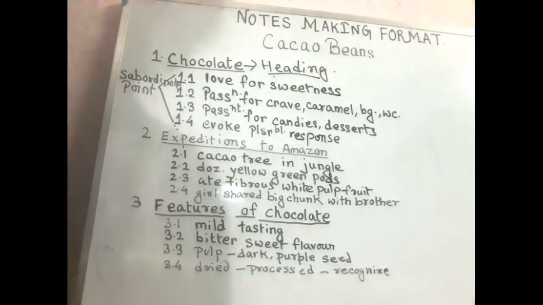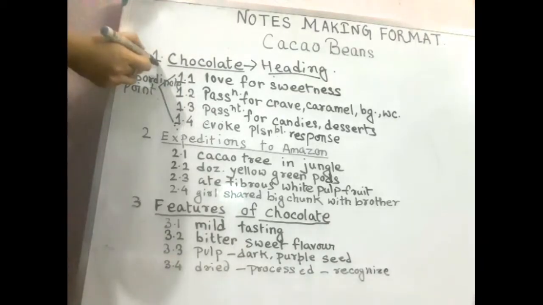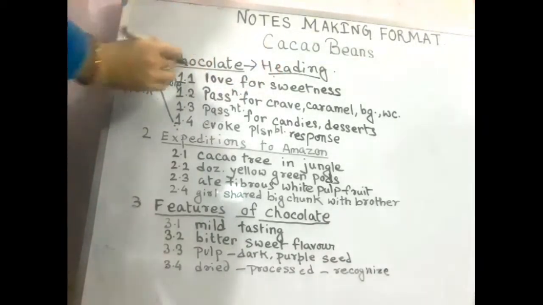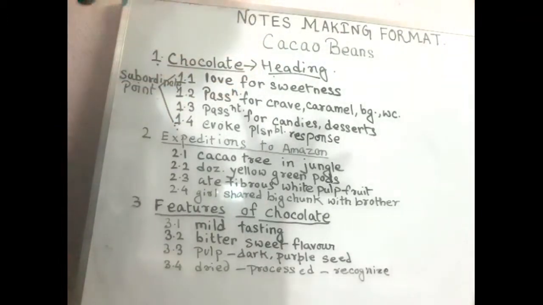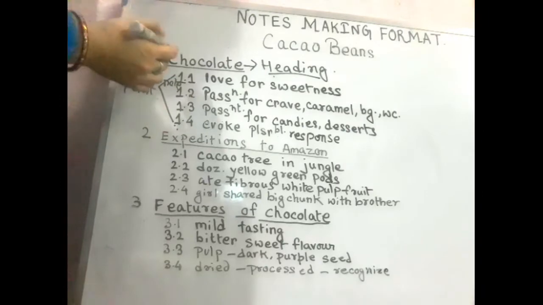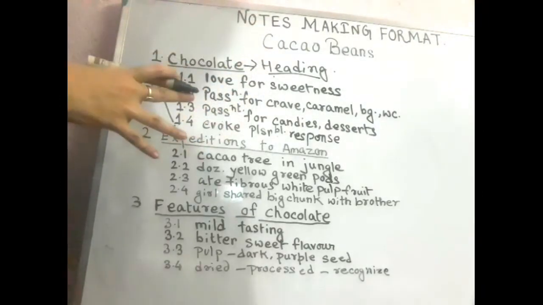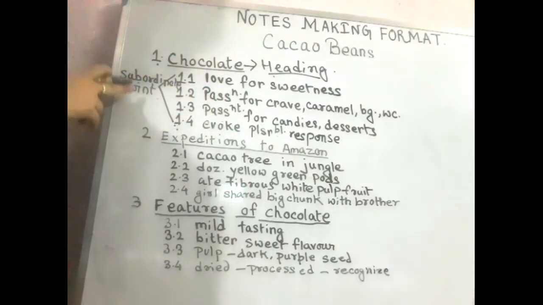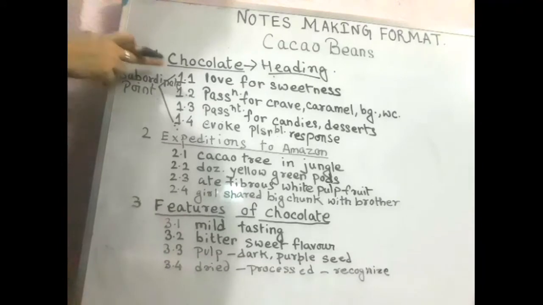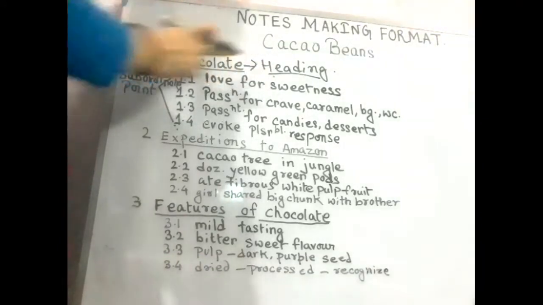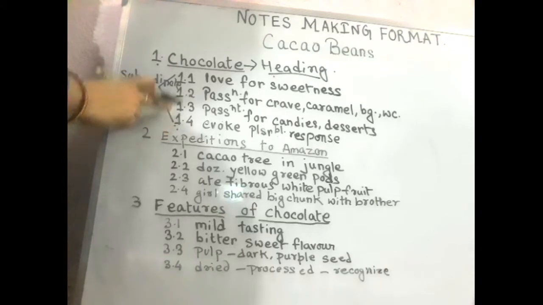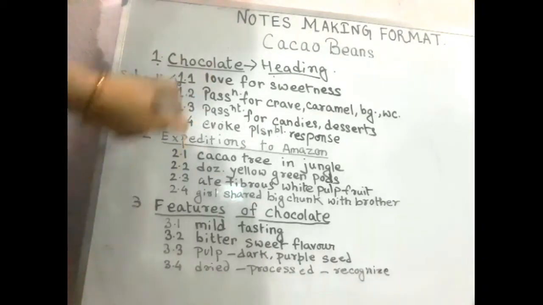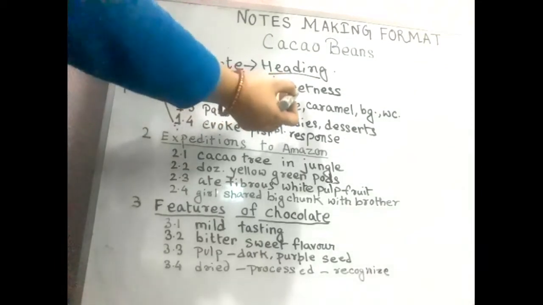subordinate points. Here you can see how I have written. I have given number 1 point as heading, that is chocolate, because the passage is all about the lovers of chocolate. So after that, whatever the information is inside that paragraph, I have made it as subordinate points. So like this way you have to do, like 1 as heading, then all the relevant information you have to write as points like this, 1.1, 1.2, 1.3, 1.4. So chocolate, like love for sweetness.